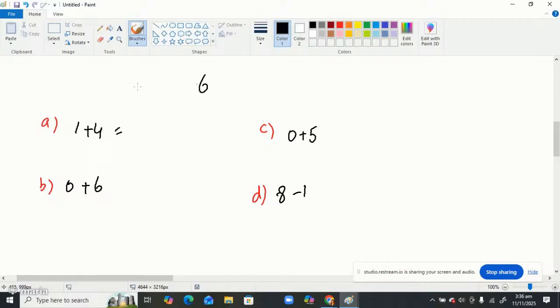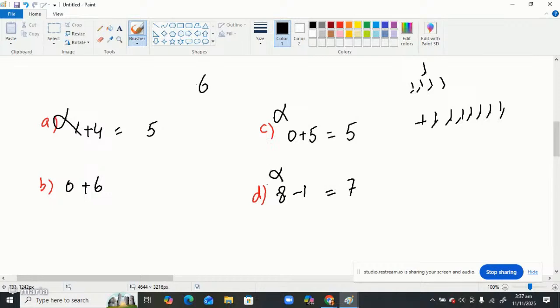So 1 plus 4 is, draw one line, draw 4 lines, count it all, 1, 2, 3, 4 and 5. So this is 5. So it means that here is not an option. And 0 plus 5 is 5. Any number that is added with 0, you get the answer of that number. So this is also not an option. Let's see 8 minus 1. Draw 8 lines. Take away one line. How many left? 1, 2, 3, 4, 5, 6 and 7. So the answer is 7.